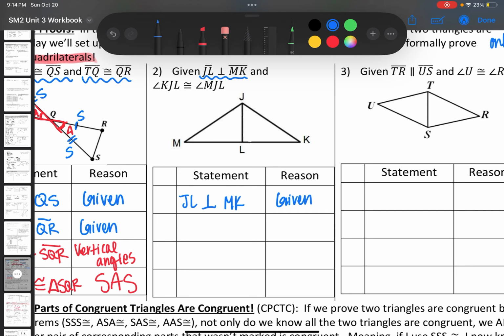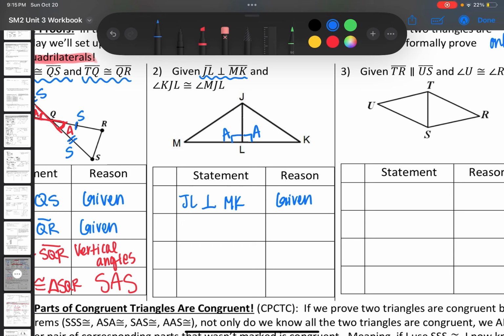So let's just look at this really quick. What does this mean? If I know that JL is perpendicular to MK, remember, perpendicular means that we have 90-degree angles here. When you have 2 lines that intersect each other, they create 90-degree angles. So JL intersects MK, which means that these 2 angles right here, they're 90 degrees. So that's really nice because I already have angles. Angles are congruent.